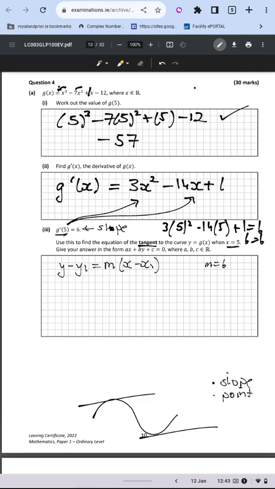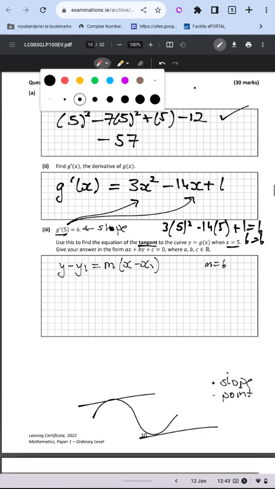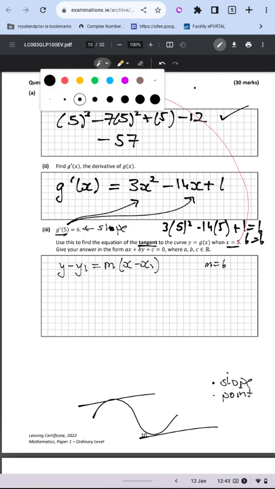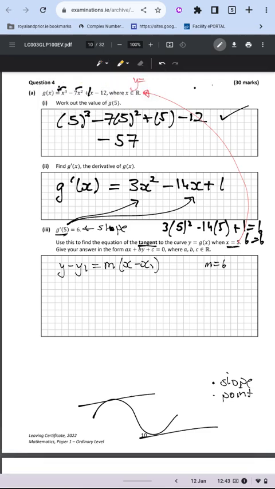I also need a point. A point's made up of an x and a y. I've got my x. To work out my y, I fill this in back all the way up to the top. Because that g of x is the same as saying y. Now f of x, g of x, p of x, whatever. That's the same as writing y. It's a function of your x. So fill in your 5 and up to the top.